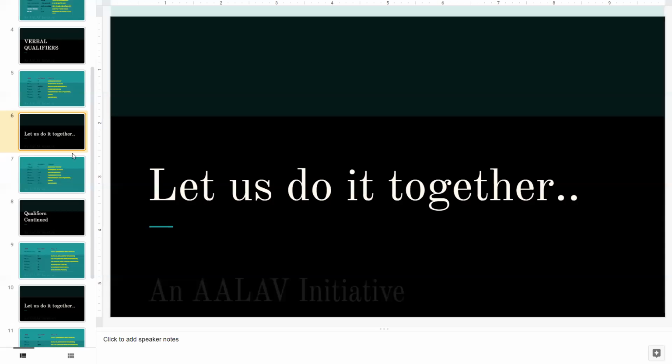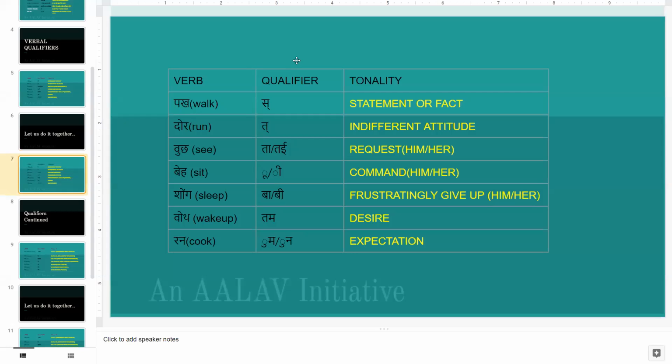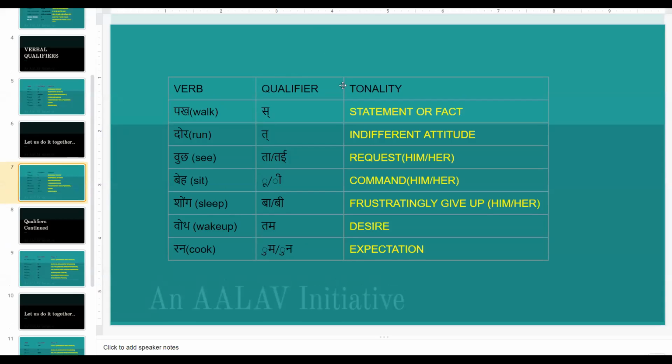So let's do it again together now. One by one, we will go through these verbs, each one of you. Who will go first? Ayush, okay, you go first then. You take the verb pak and add the qualifiers. First one will be paksa. Very good. Pakta, indifferent. Correct.